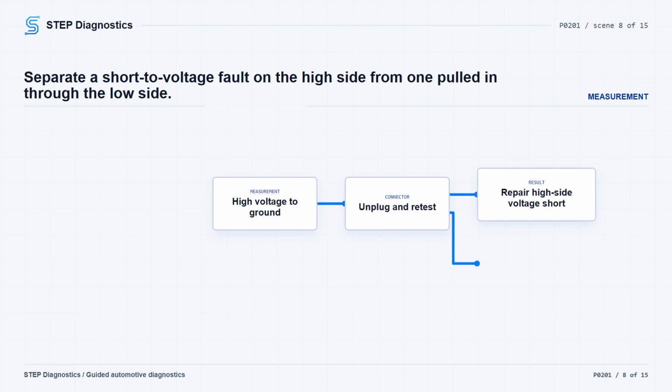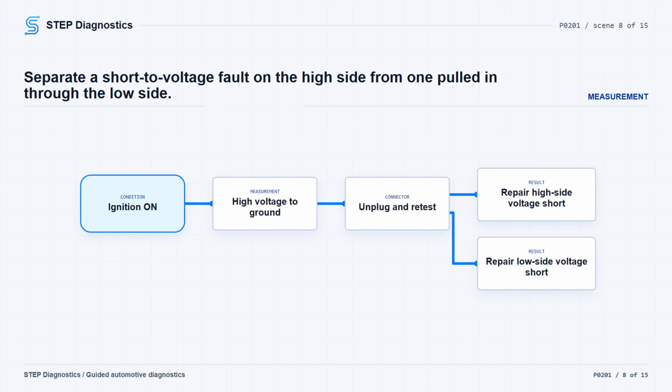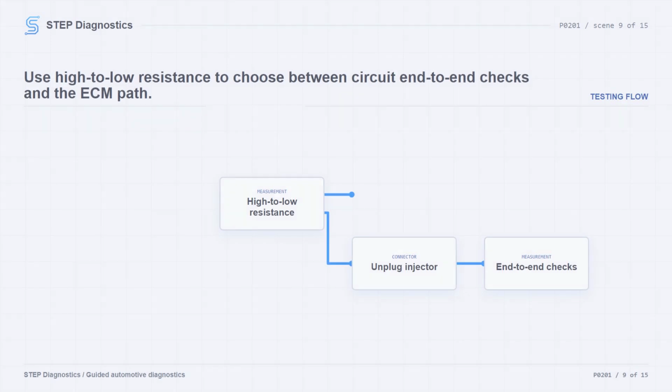If you see 1 volt or greater, disconnect the fuel injector connector with the ignition on and check that high control circuit again. If it is still 1 volt or greater, repair the short to voltage on that circuit. If it drops to less than 1 volt after unplugging the injector, repair the short to voltage on the low control circuit. If the voltage test is less than 1 volt, turn the ignition off and test resistance between the fuel injector high control circuit and low control circuit. The expected result is less than 10 ohms.